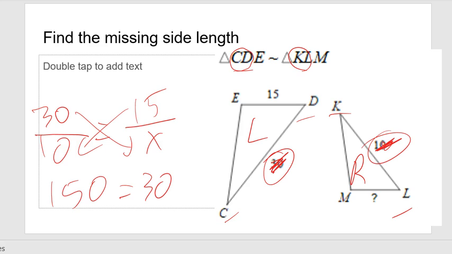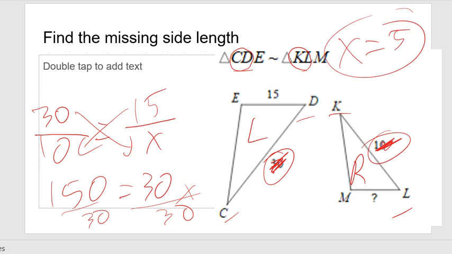Alright, so when we cross multiply, we get 150 equals 30x. Divided by 30, we're going to get x equals 5. It's important to remember, guys, the numbers on top have to come from the same triangle.